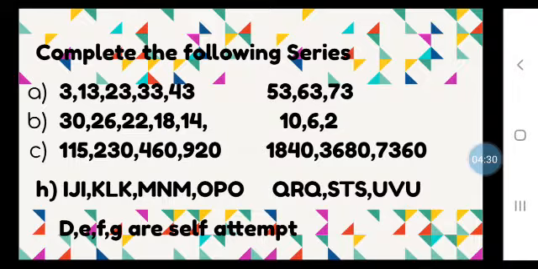Next, you have 30, 26. How do you get 26? Is it by subtracting 4? Next, you have 22. Again, you subtract 4, you get 22. Again, you subtract 4, you get 18, and subtract 4 and you get 14. So, what will you write in the fill in the blank? 10 minus 4, 6. And 6 minus 4, 2.